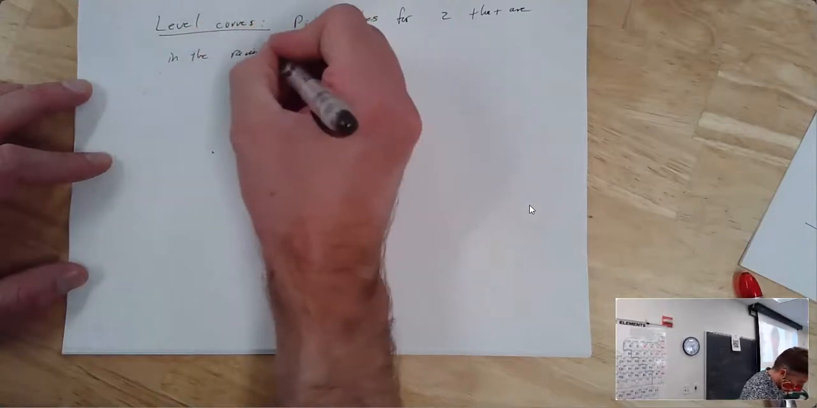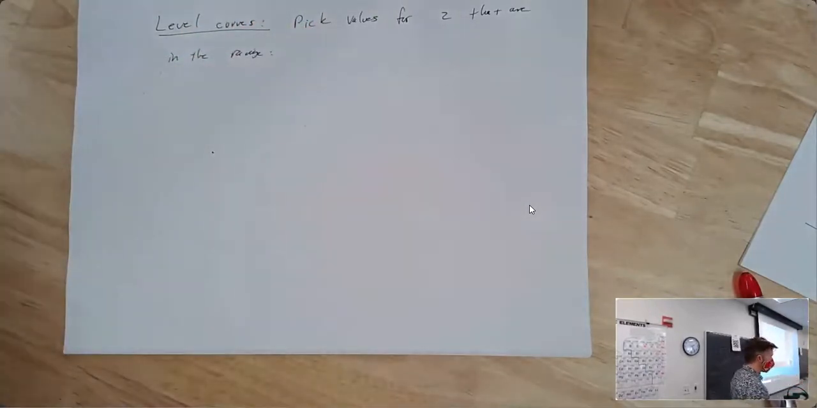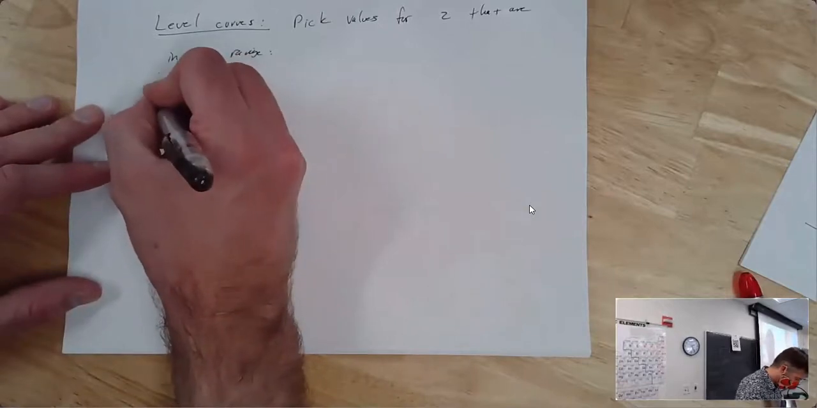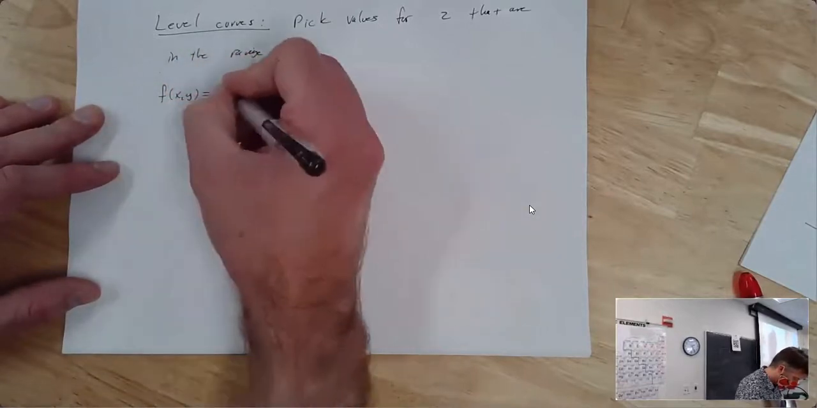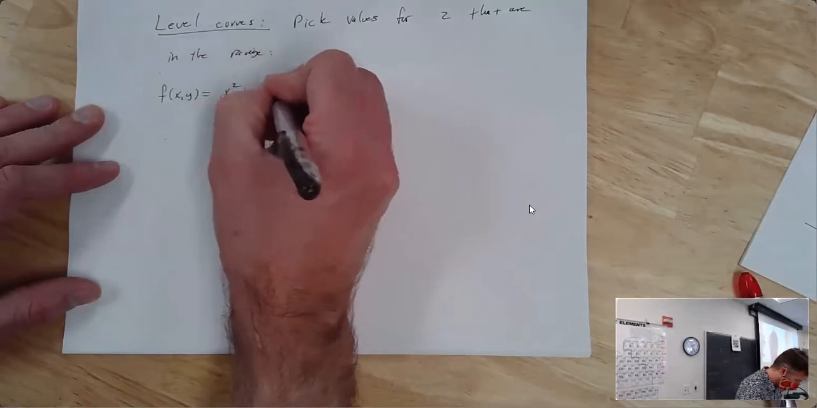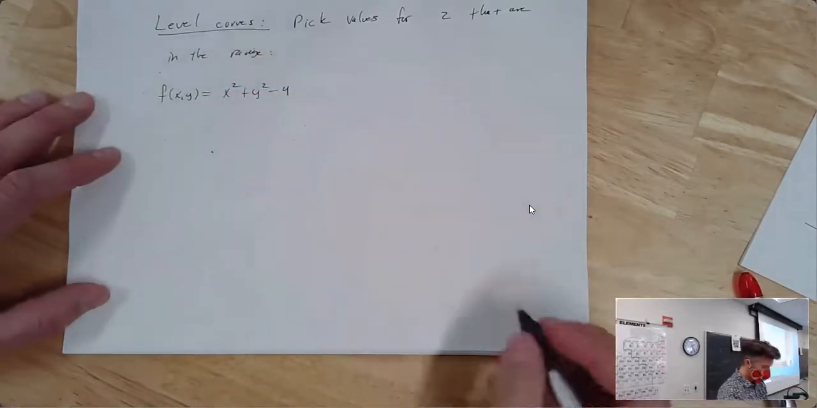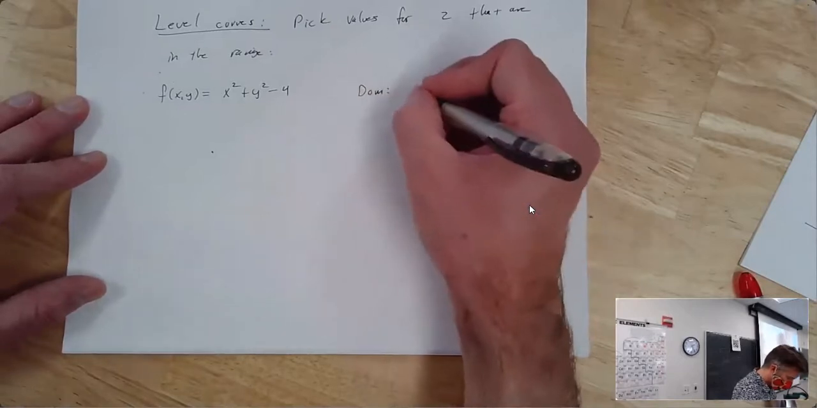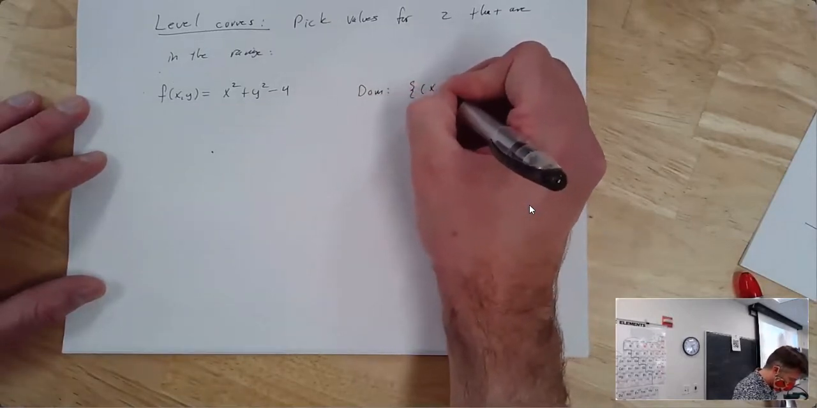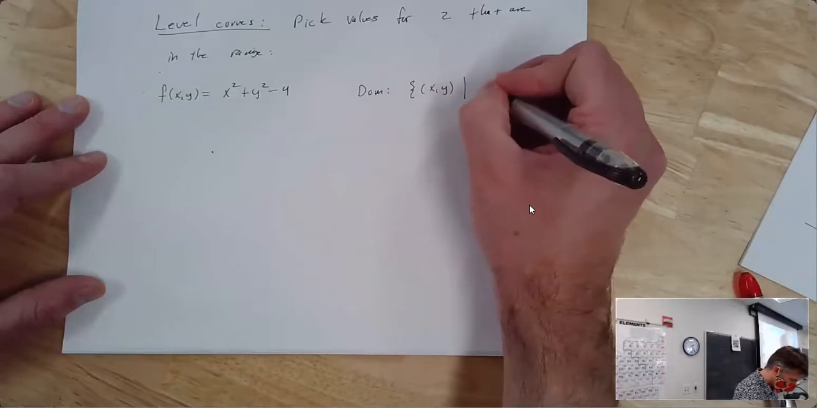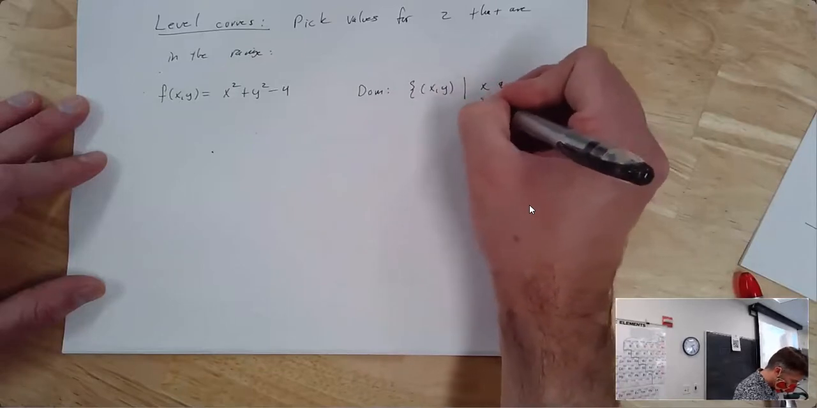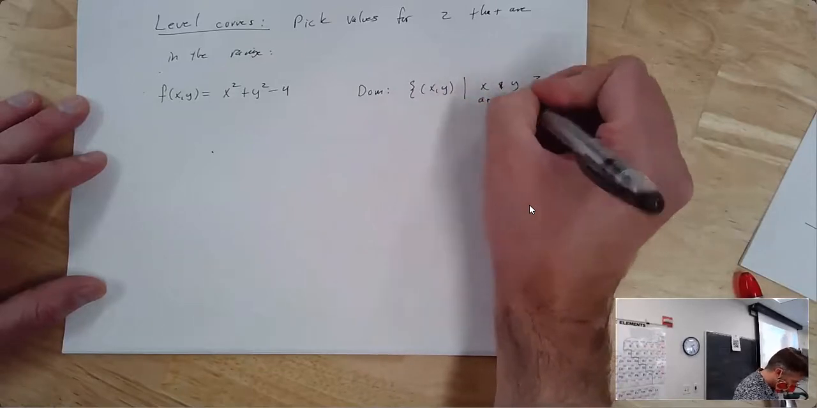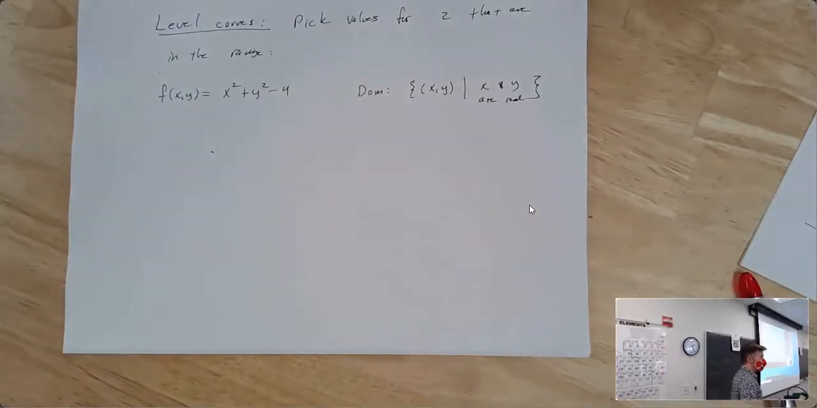We can actually ask ourselves, what is the range of this function? If we have f of x y equal to x squared plus y squared minus 4, the domain is certainly everything, all points in the plane. But our range is limited here, right?